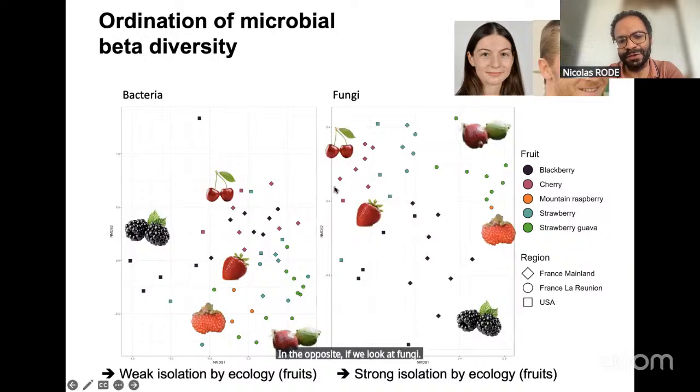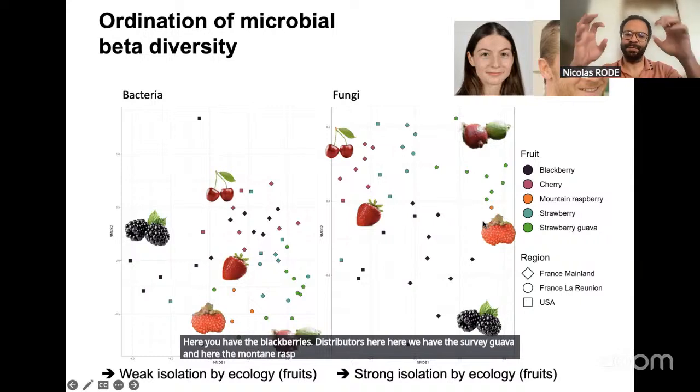here you have the cherries, here you have the blackberries, the strawberries, they're here. Here we have the strawberry guayaba, and here the mountain raspberry. So you see here it's much more clear cut.